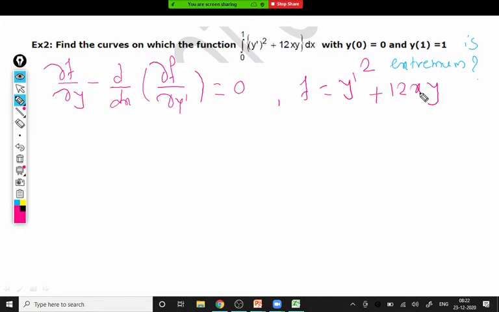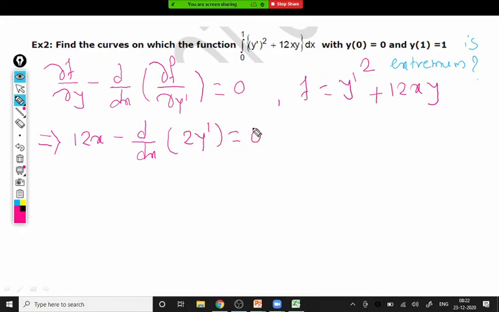So ∂f/∂y now. We want the value of ∂f/∂y. It is 12x. Minus d/dx of ∂f/∂y', which is 2y'.